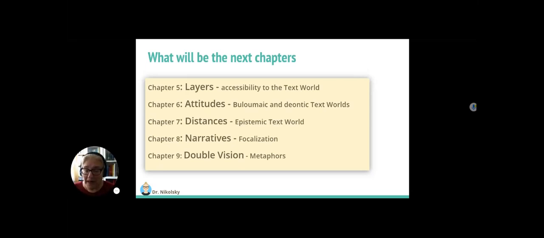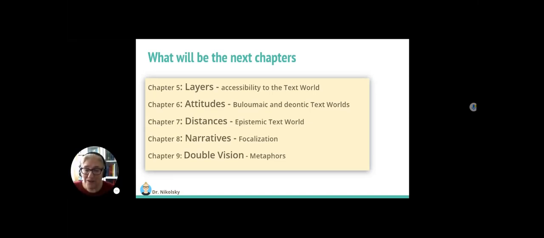Today we will talk about layers, which is about how accessible a text world is, that is, how much information the listener has about a text world that is created, and what this level of knowledge depends upon. In chapter 6, we will talk about attitudes, which are certain attitudes that we have toward the text world, or that a character in the narrative has toward the text world that they are creating. And we will talk about two attitudes, boulomaic and deontic.